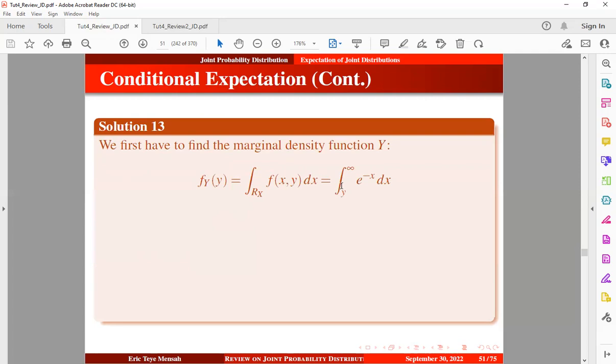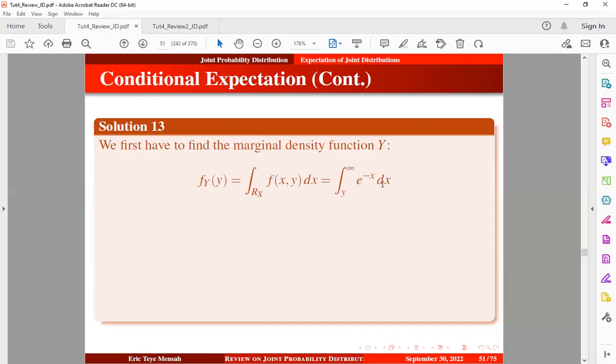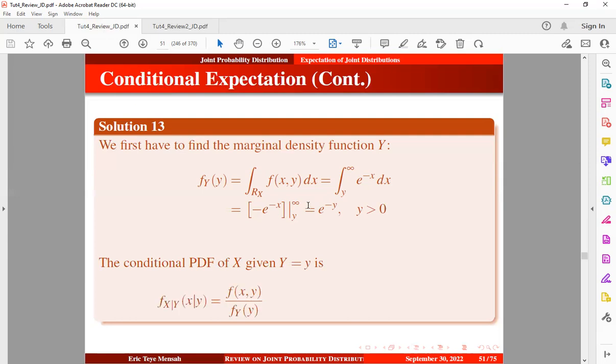All right, so this is going to be the range for x from y to infinity. Let me show you. So you can see that x is greater than y and y is greater than 0. So the possible values of x can be from y to infinity, okay? So that's what we have here. So once we take the integral with respect to x, we obtain this. And once we input the values, we obtain this, okay? All right, so now the next thing is to obtain the conditional PDF of x given y is equal to y. And this can be expressed in this form. So we input the values and we obtain this, okay?